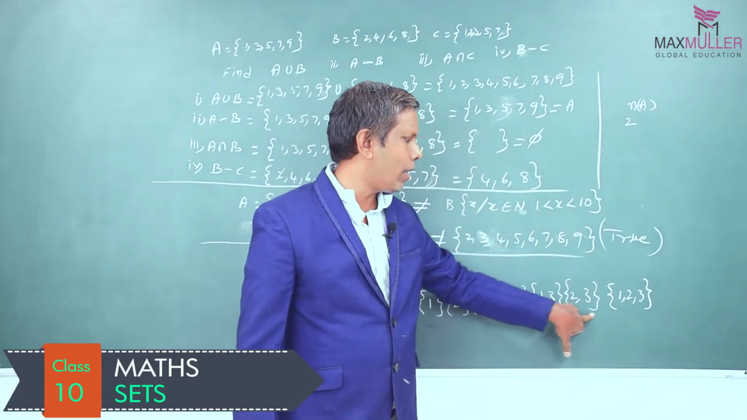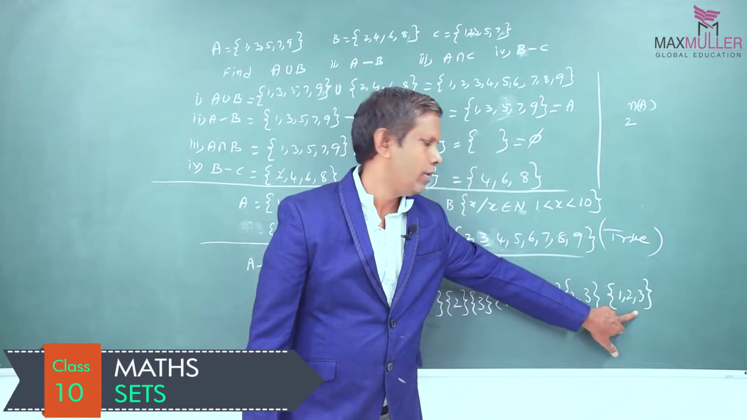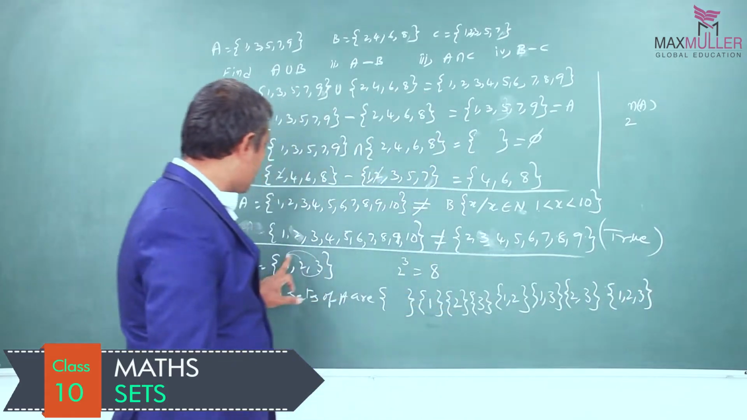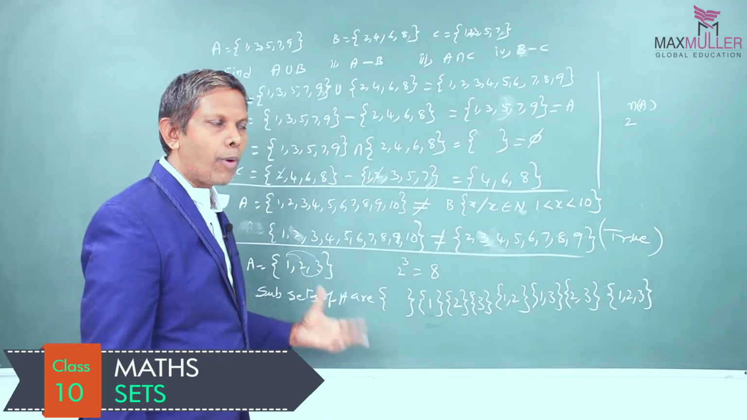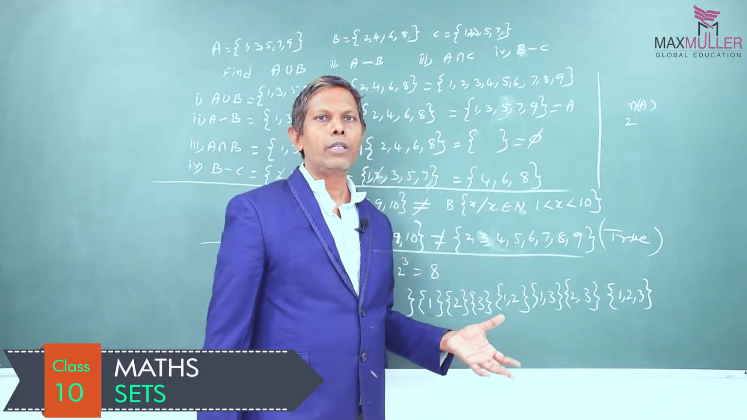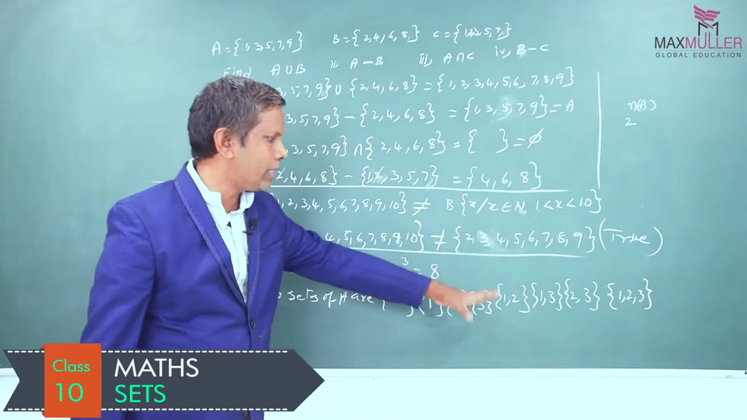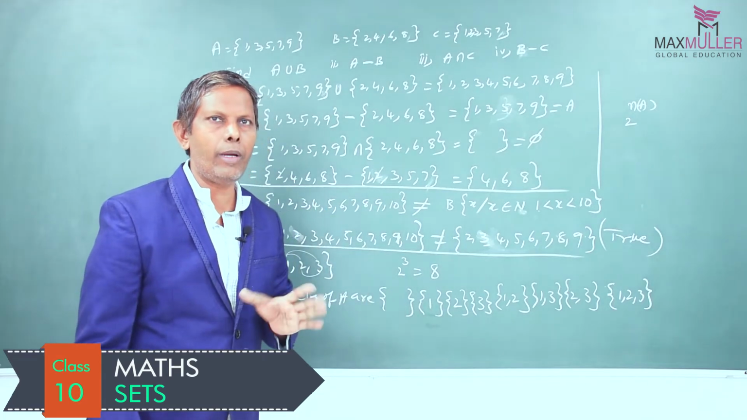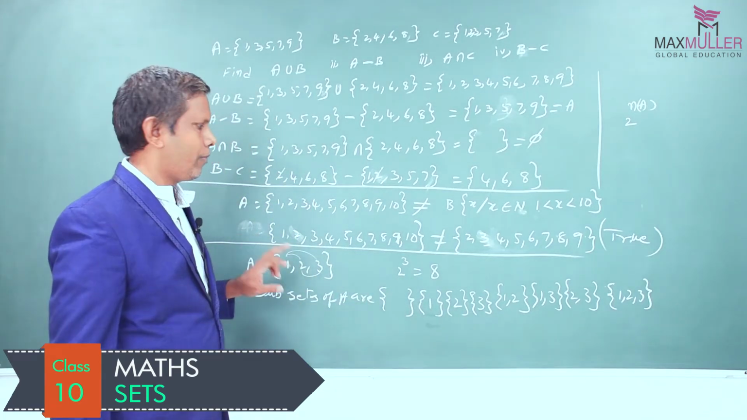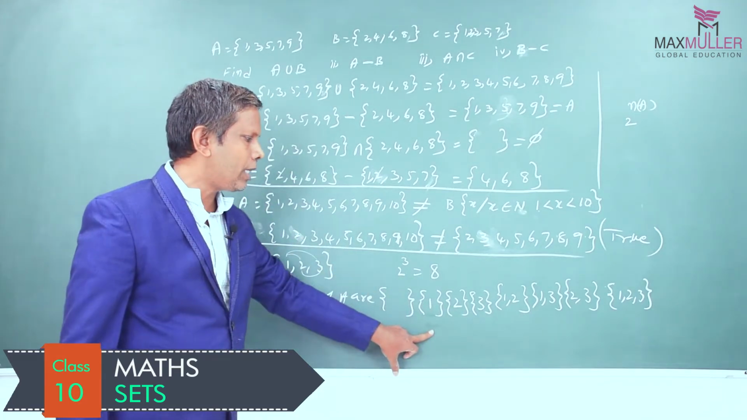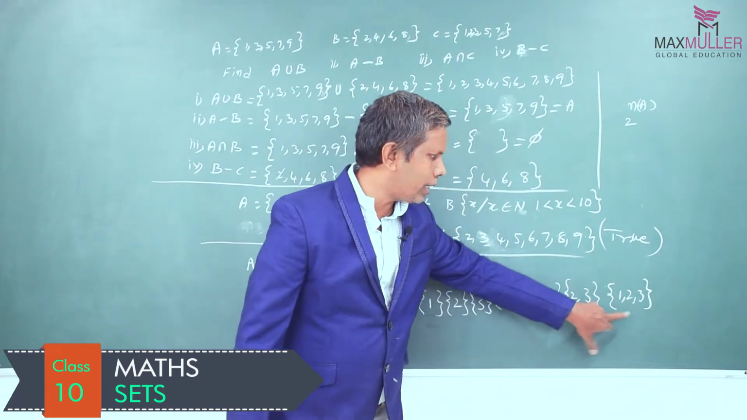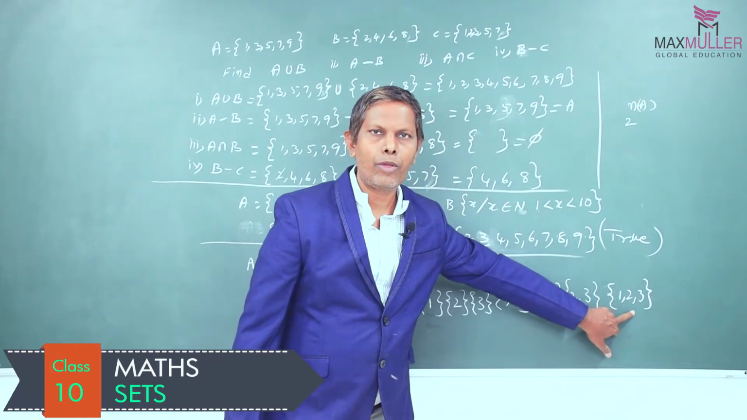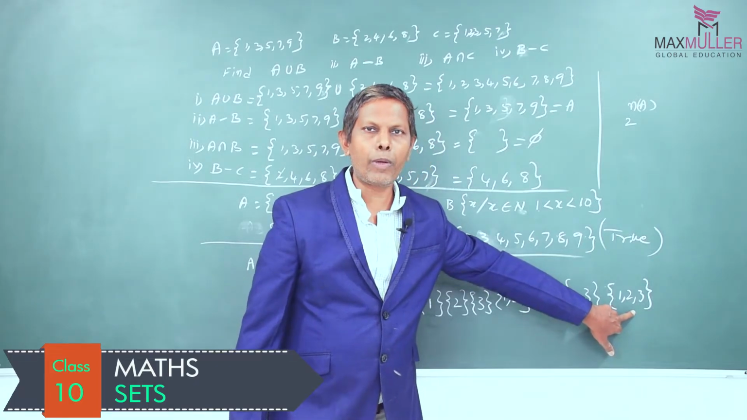These are all proper except this set. Here 1, 2, 3, and here also 1, 2, 3. Both are equal sets, not proper sets. A proper subset means that whatever the elements in the set, it has at least one element less than the set. A superset means more elements, and a subset means fewer elements. So all of these except this one are said to be proper subsets.